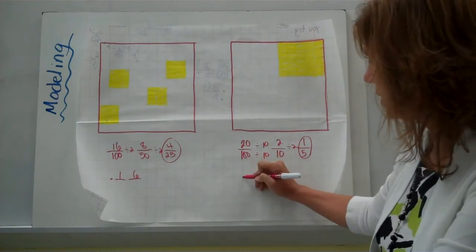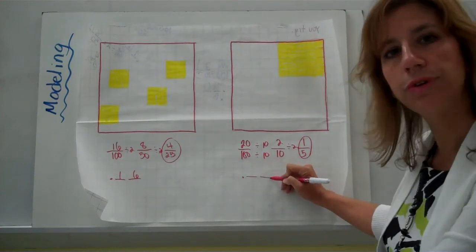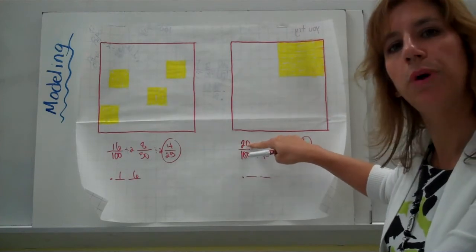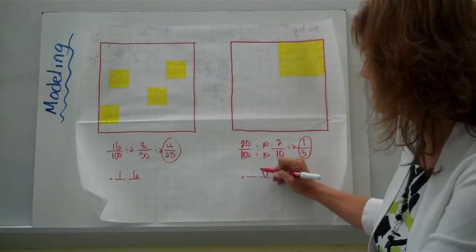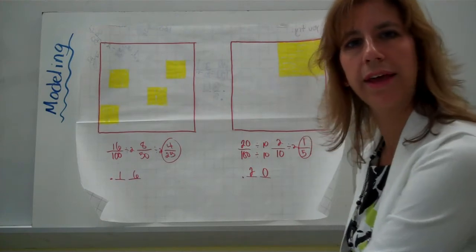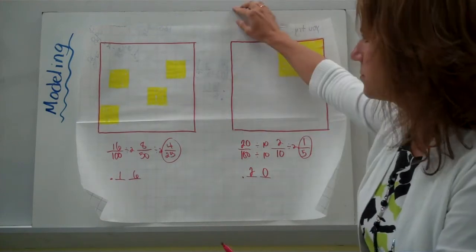All right, we can also write our decimal. Tenths, hundredths. The 0 from the 20 needs to go in the hundredths place. And then you just fill in all the other numbers where they go. All right.